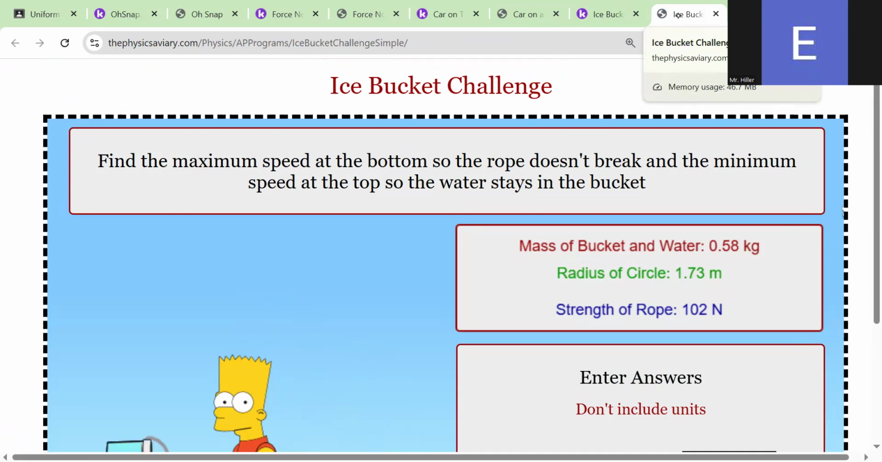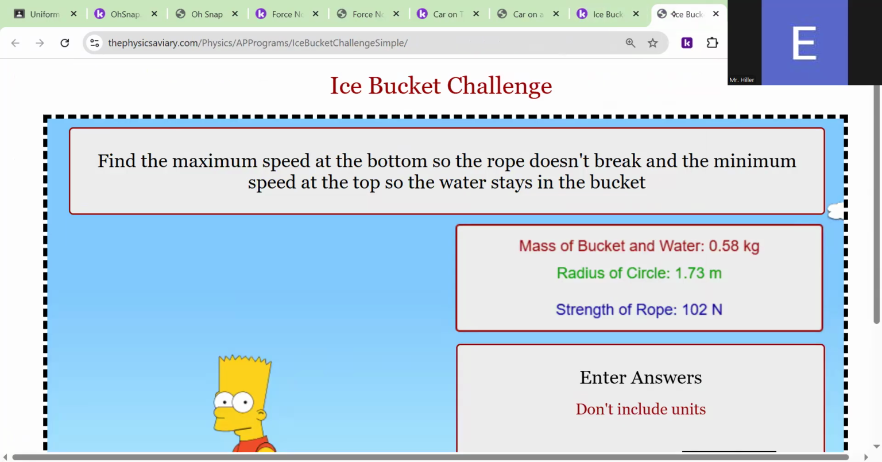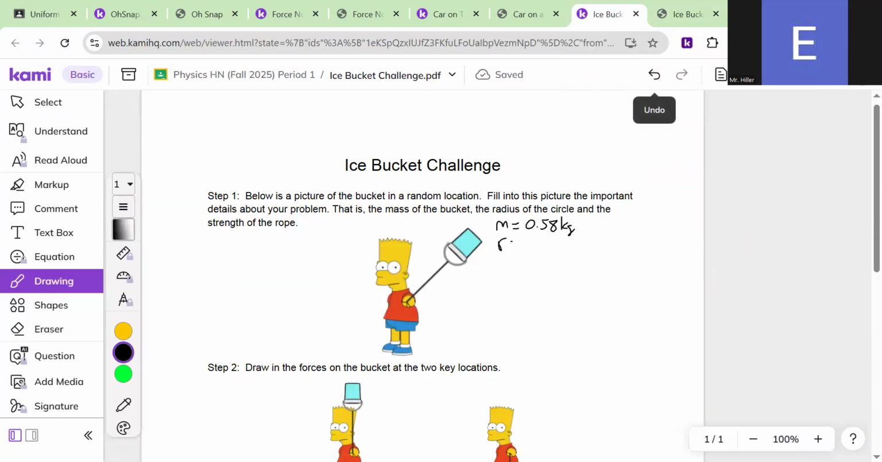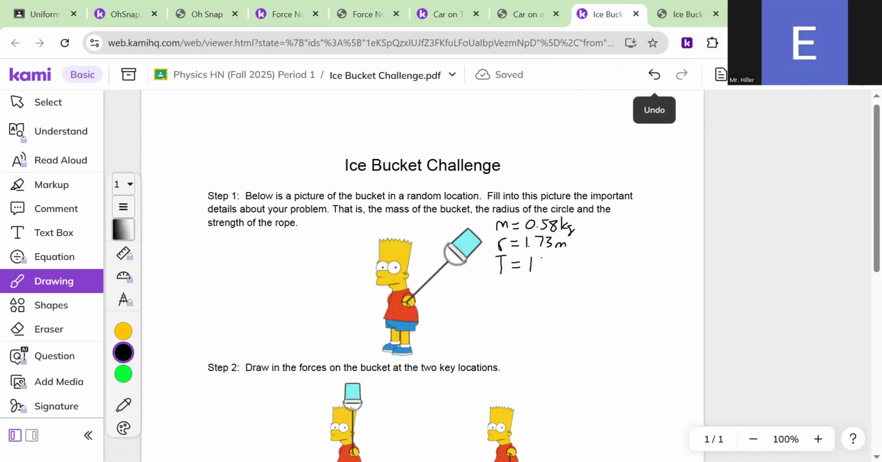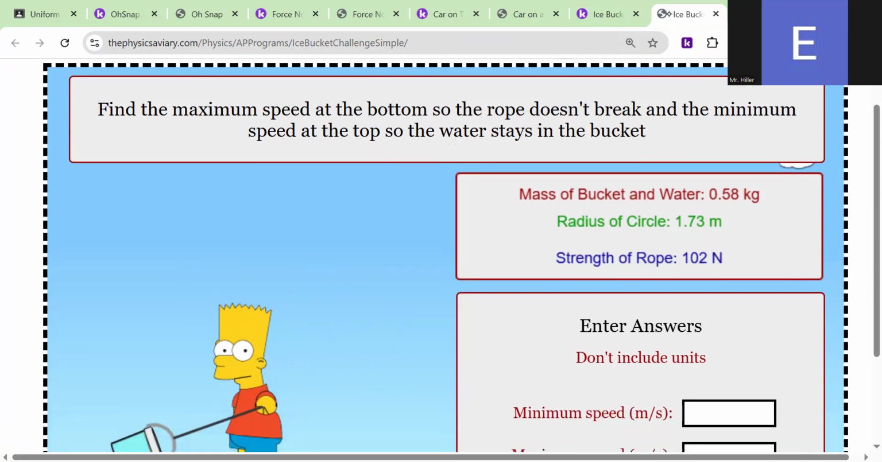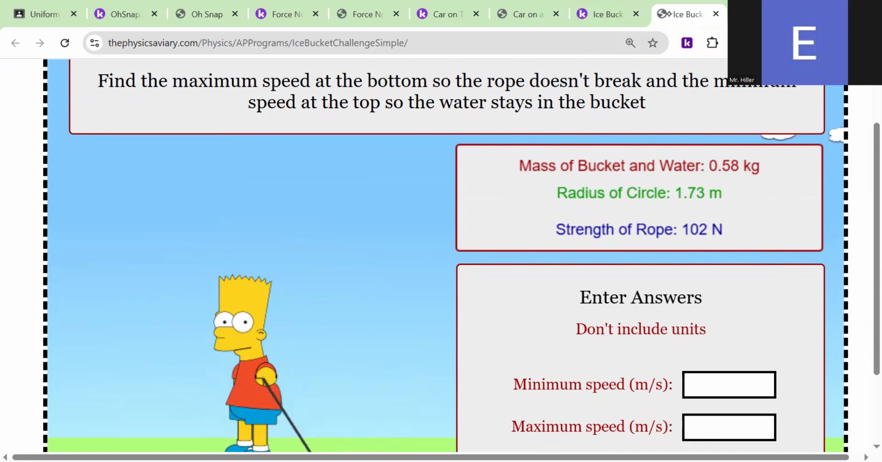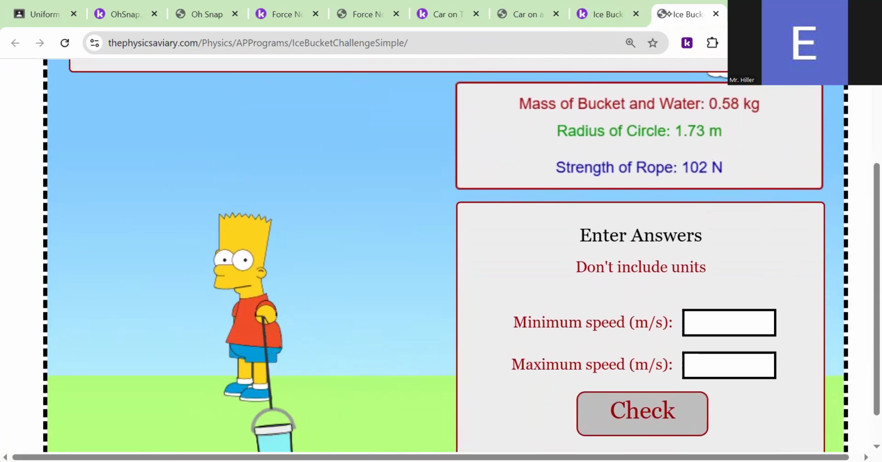Okay, mass of the bucket and water, 0.58. Radius of circle. Strength of the rope would be tension. That's 102 newtons in my case. And what we're looking for is the maximum speed at the bottom so that the rope doesn't break, and the minimum speed at the top so that the water stays in the bucket. So that's what's happening right there.